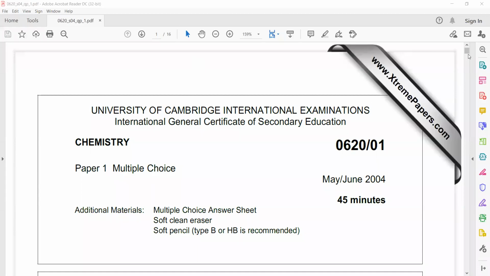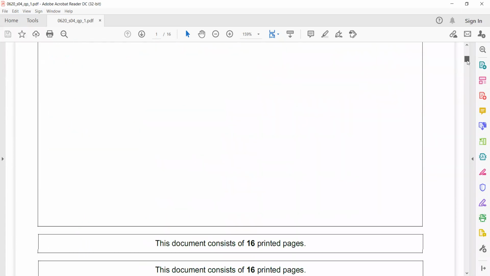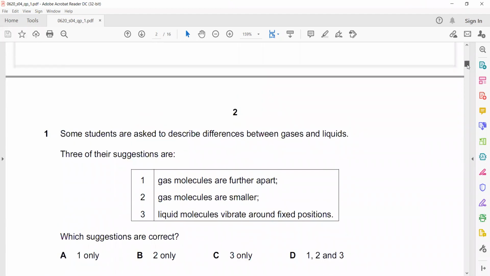So this is paper one from 2004 session, May, June. Use screen annotation or a chat to state the answer. Question one, what could be the right answer?